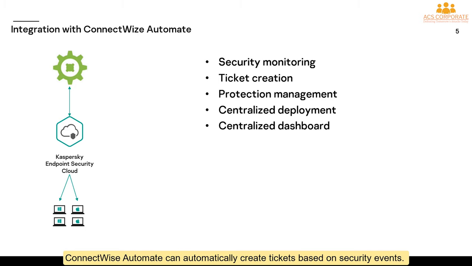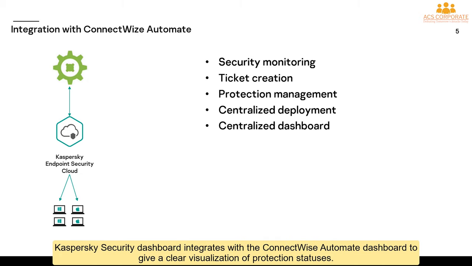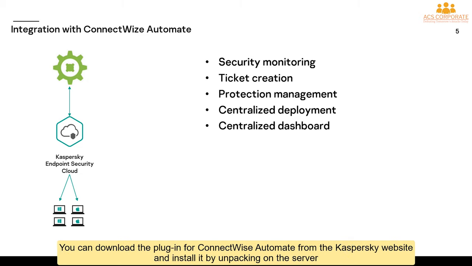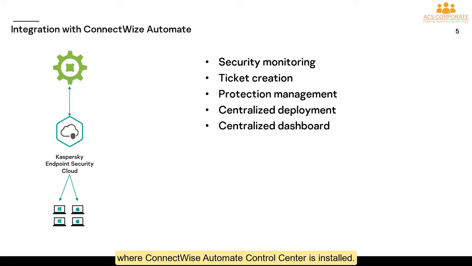ConnectWise Automate can automatically create tickets based on security events. Kaspersky Security Dashboard integrates with the ConnectWise Automate dashboard to give a clear visualization of protection statuses. You can download the plugin for ConnectWise Automate from the Kaspersky website and install it by unpacking on the server where ConnectWise Automate Control Center is installed.